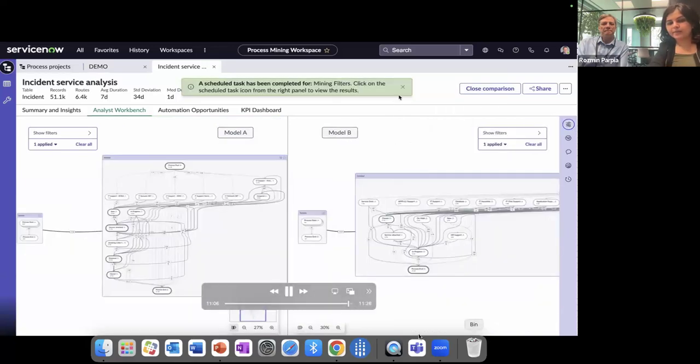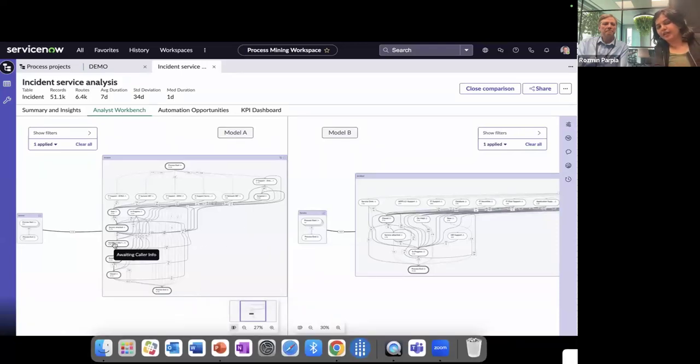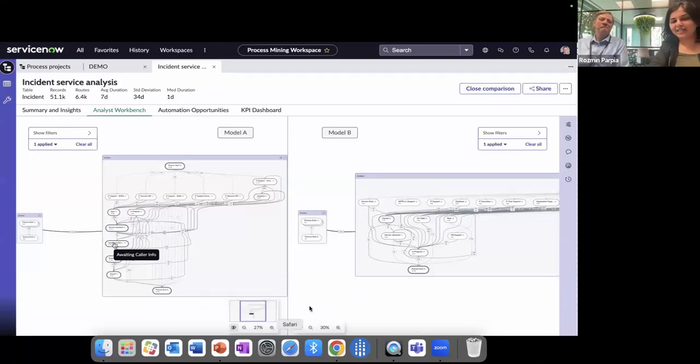If you see here, it's the awaiting caller on the left side. The incidents are awaiting caller before CSDM. After CSDM, you don't have much awaiting caller. It doesn't even show up. Yes, so that's the value of CSDM.